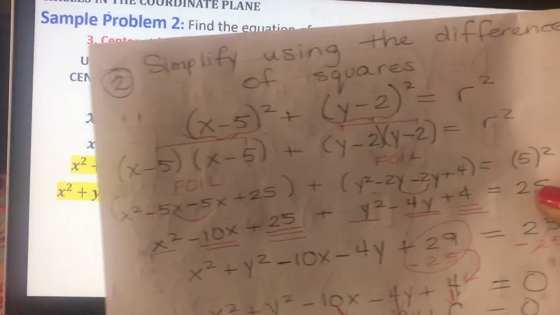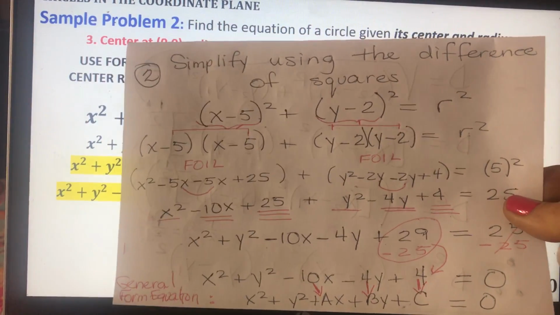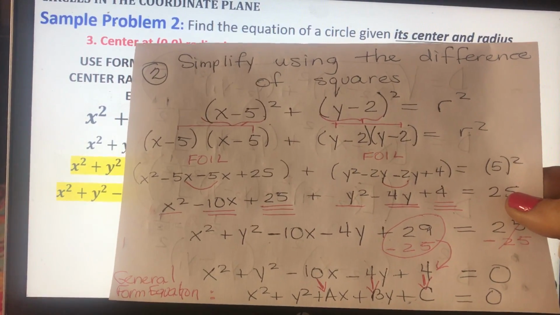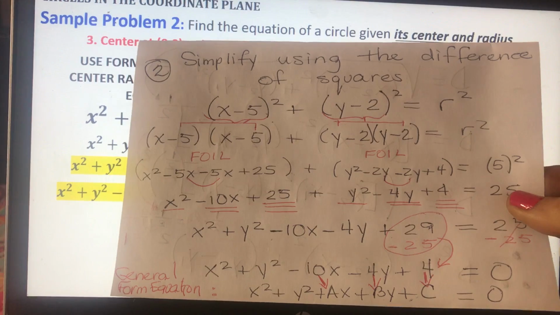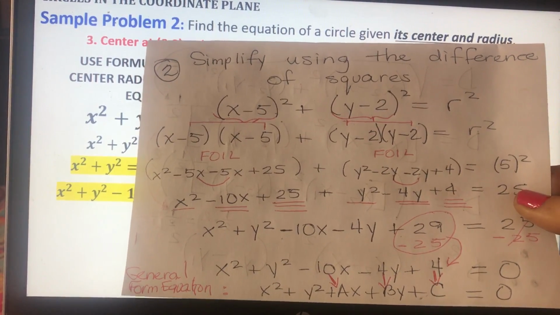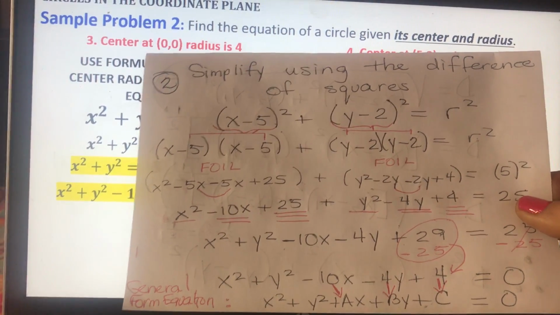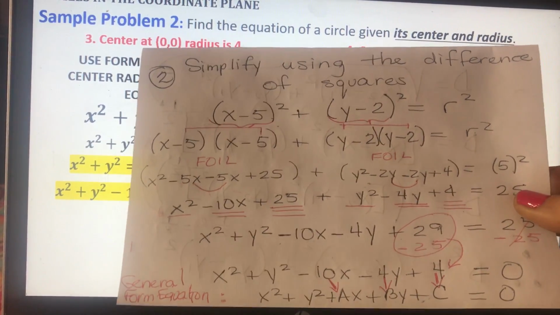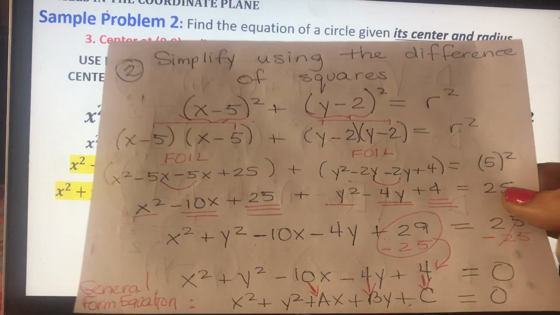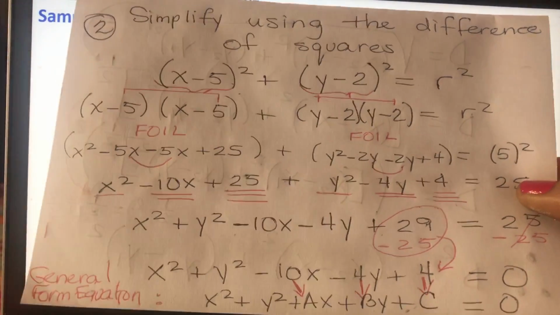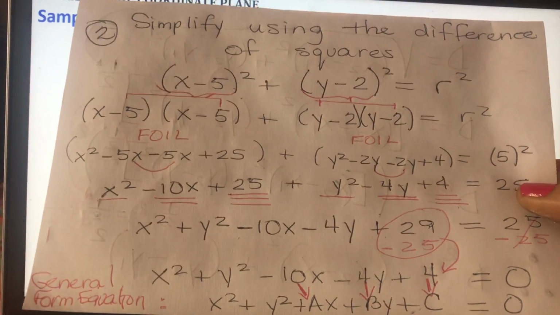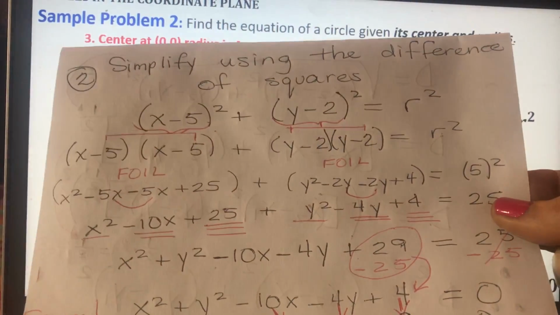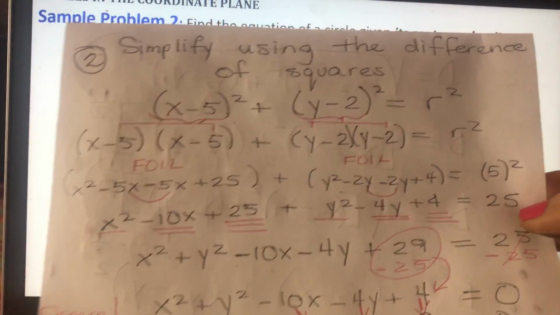So now we move on to terms we learned in algebra. We have (x - 5)² + (y - 2)² = r². If we take (x - 5)², that's going to be (x - 5)(x - 5). (y - 2)² is going to be (y - 2)(y - 2). And that's equal to r². And r is equal to 5, so r² is equal to 25. That's going to be on our right side of the equation.